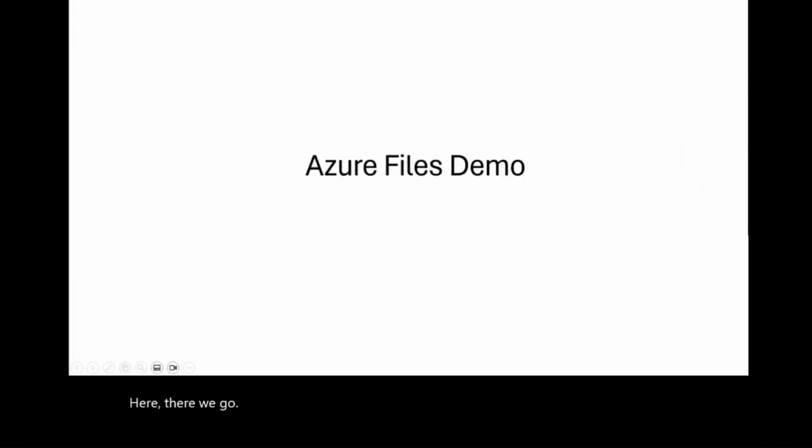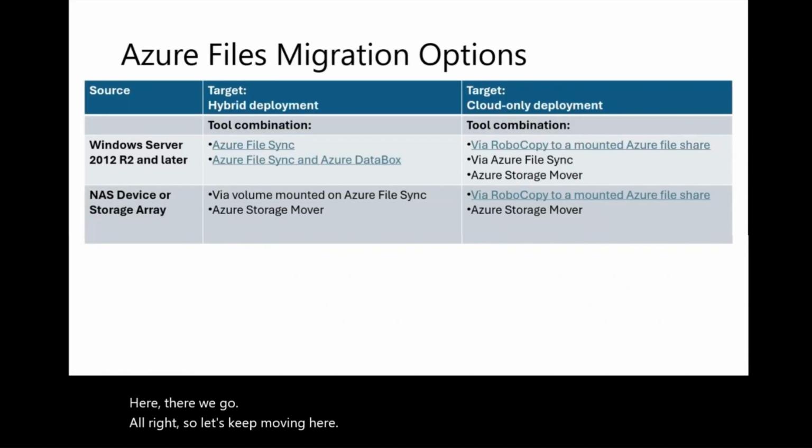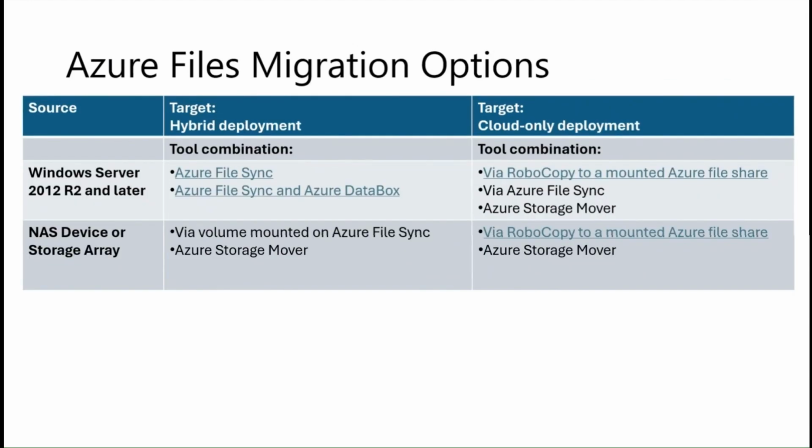All right, so let's keep moving here. So what are your options for migrating into Azure Files from the on-prem, right? As you might have guessed by looking at the demo I just shared, those file shares are directly accessible, and you can certainly copy stuff using any kind of copy tool. Even copy itself would work, RoboCopy, rich copy.